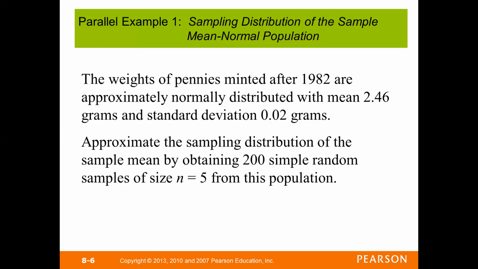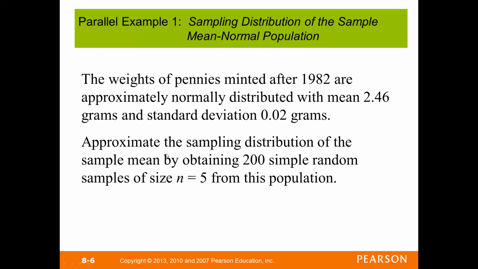We're going to look at some examples now to see what effect sample size has on this, though. Let's say we took the weights of pennies minted after 1982, and that we know those are approximately normally distributed with a mean of 2.46 grams and a standard deviation of 0.02 grams. We're going to repeat the sampling process by taking 200 simple random samples of size 5 and measuring the average weight of each sample, and then looking at the average of the averages and the variability from those averages.